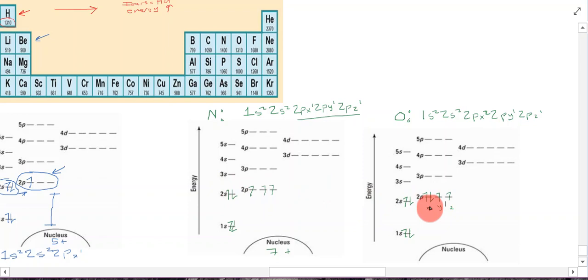What happens with oxygen is, because you have 2 electrons in this orbital, it is full, but then these are singly filled. Now these 2 electrons actually repel each other, and as a result they also repel these 2 electrons here as well.